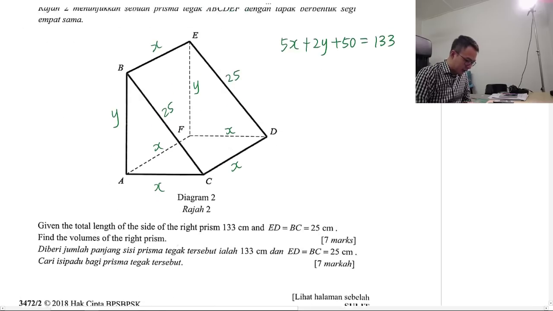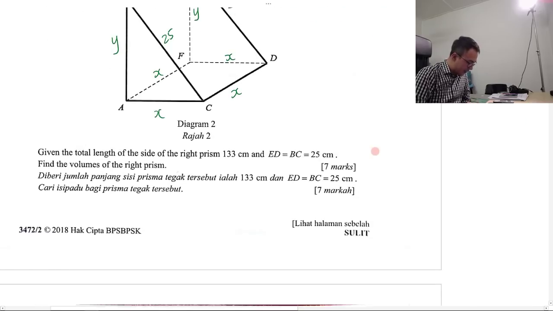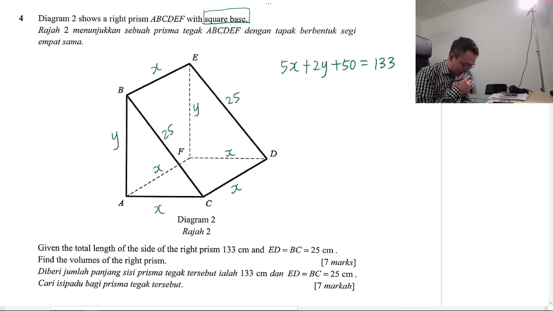Okay, so therefore, they asked me to find the volume of the right prism. So I will need to find the volume of this right prism over here. I guess basically I need to solve this one. So yeah, I guess this is a simultaneous equation.